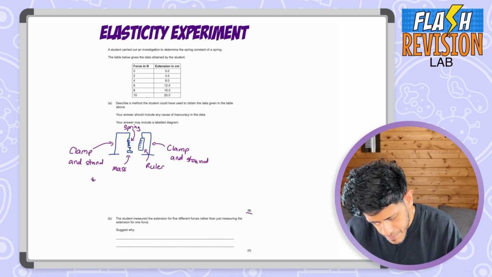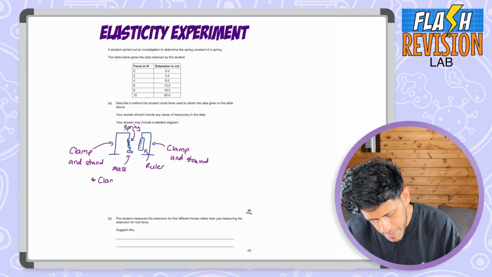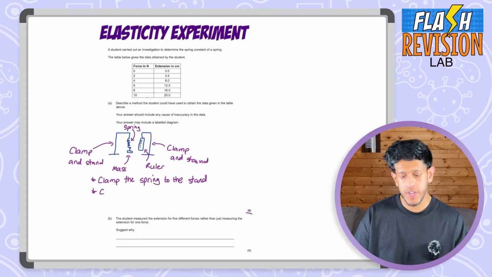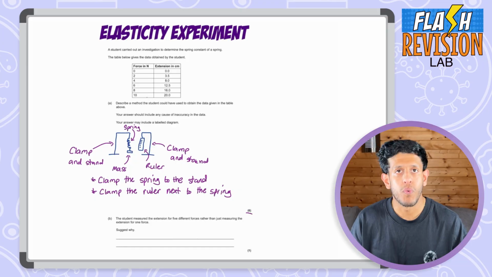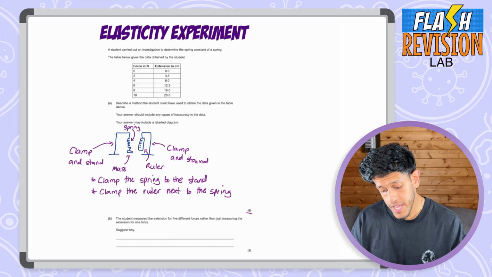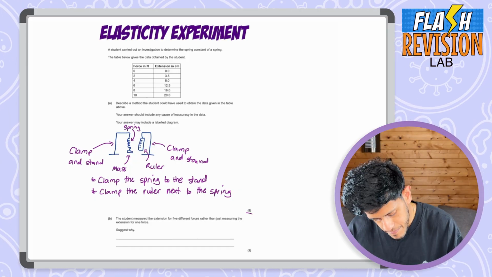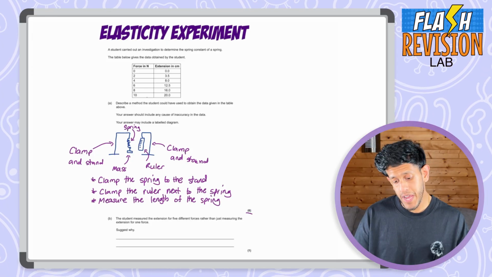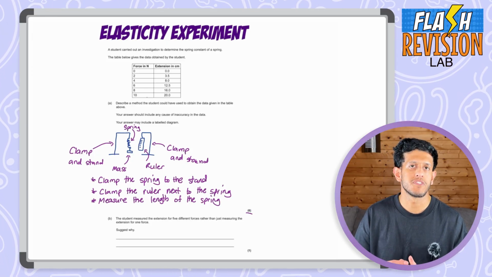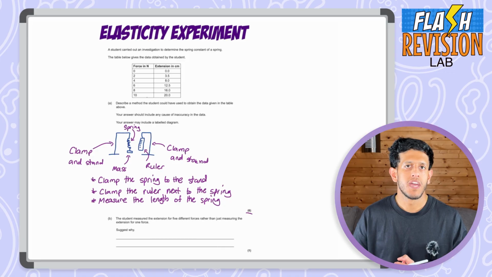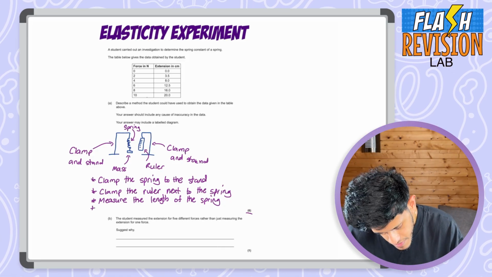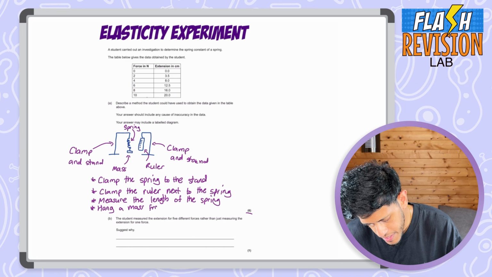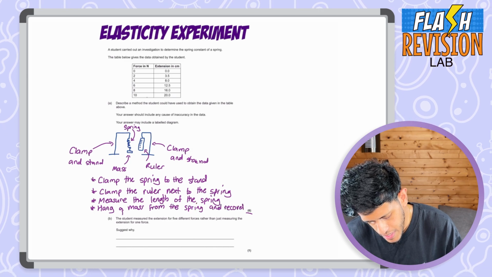So the first step I'm going to say is clamp the spring to the stand. I'll then say that we're going to clamp the ruler next to the spring, so then we have a way of measuring it. So now what we're going to measure is the original length of the spring. So measure the length of the spring. And then I mentioned that there's a mass involved, so now we're going to hang a mass from the spring and then measure the new length of the spring. So hang a mass from the spring and record the new length.